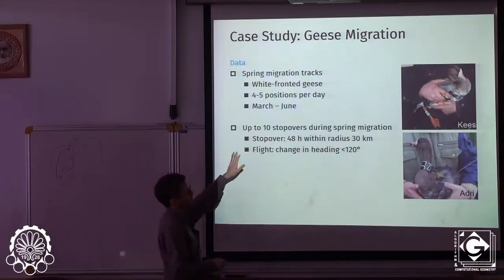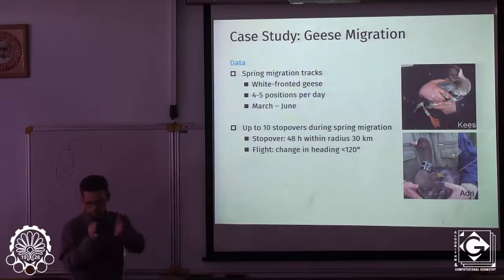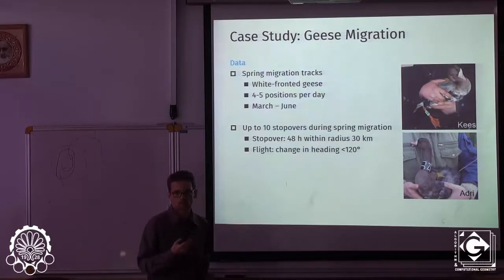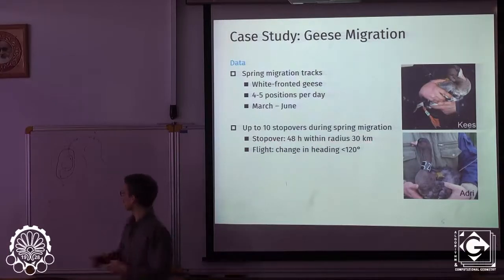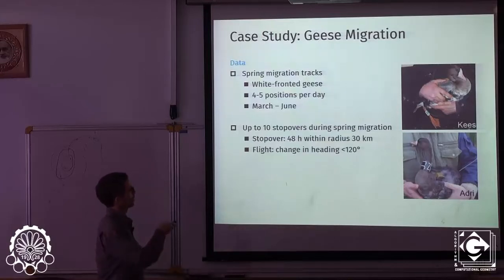Okay. So let's get back to these geese. So flight is just heading in a directed way. Here we just say it should be fairly directed. So that is a decreasing monotone criterion. The stopover, if we look at this, it should stay within a radius of 30 kilometers. So that is exactly this criterion here. So that is decreasing monotone. And it should do so for 84 hours.